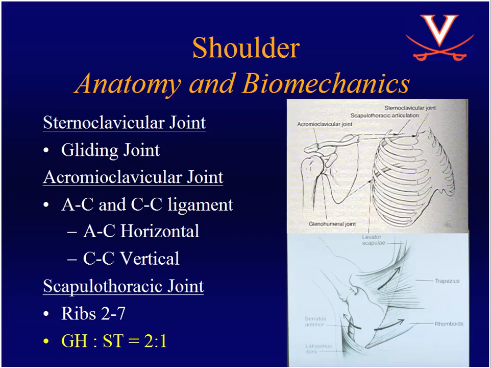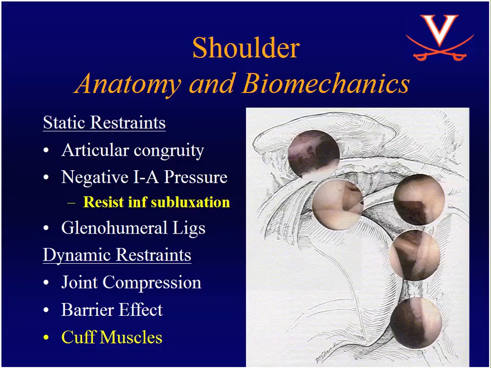The scapulothoracic joint is another joint that's a gliding joint. And it goes from ribs 2 through 7, and it's involved in abduction at a 2-to-1 ratio with the glenohumeral joint. So the glenohumeral joint does 120 degrees, scapulothoracic does 60 degrees, 2-to-1 ratio. And that's frequently asked on test questions.